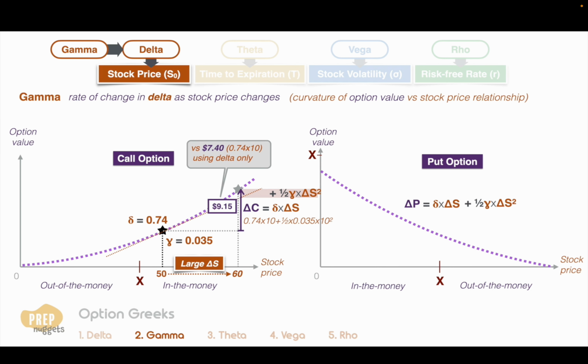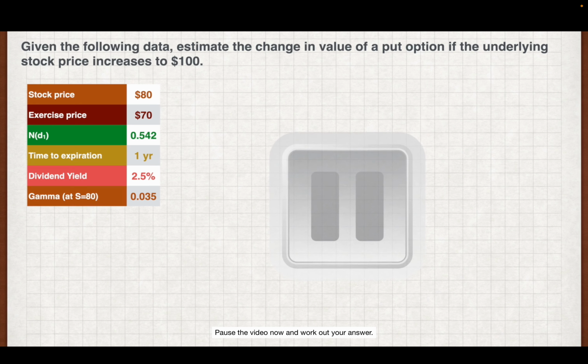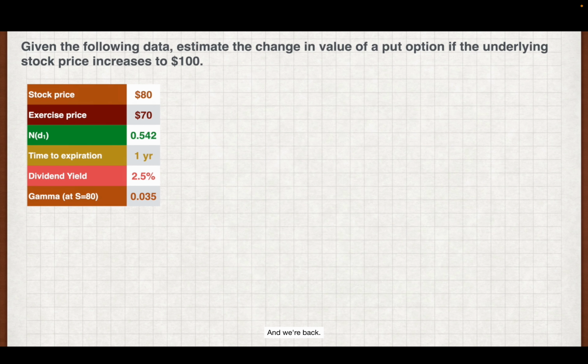Let's look at an example. Given the following data, estimate the change in value of a put option if the underlying stock price increases to $100. Pause the video now and work out your answer. And we're back. Let's first calculate the delta for a put option, which, if you recall, is a little different from that of a call option. Plug in the figures, we get minus 0.4467.